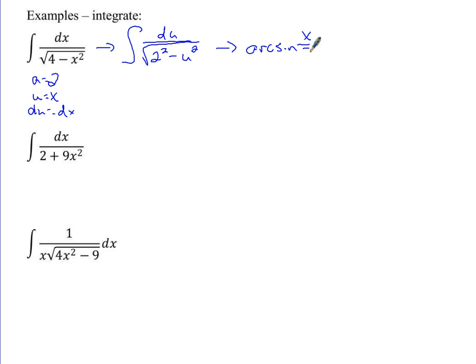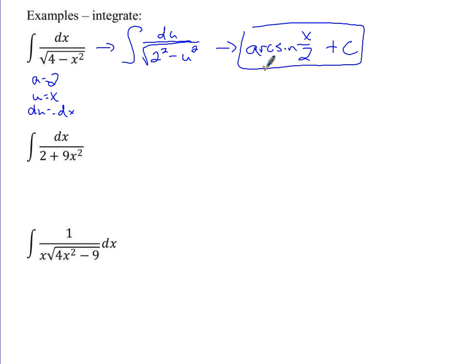x over 2 plus c, we integrated. There's our answer. I'll make that look like an A, not an O. Fork sign. Okay, the second one.